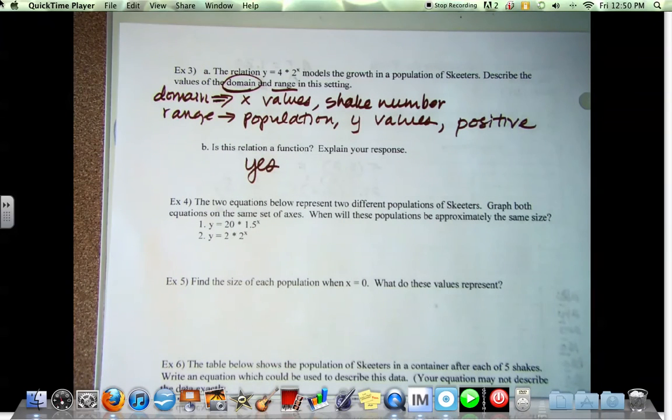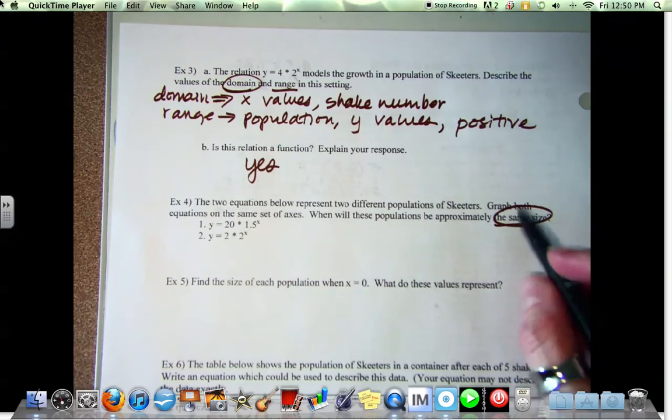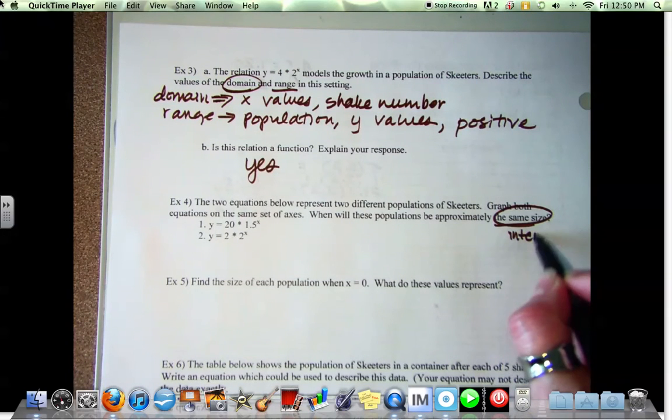All right, find the size. Sorry, the two equations below represent two different populations of skeeters. Graph both equations on the same set of axes. The question asks you, when will these populations be approximately the same size? So what are we looking for these equations to do? Cross. We are looking for them to cross. So it's asking for the same size, so we want them to intersect or run into each other.